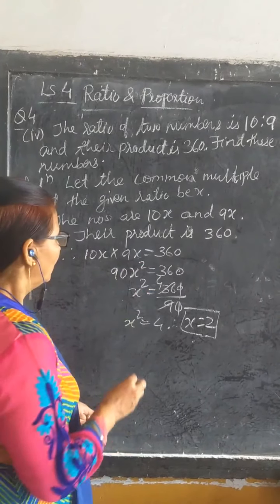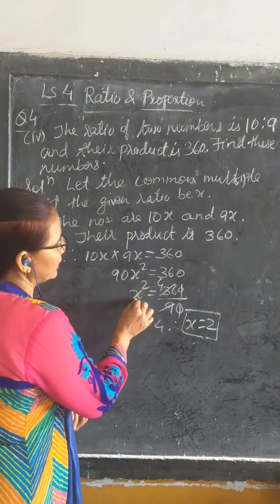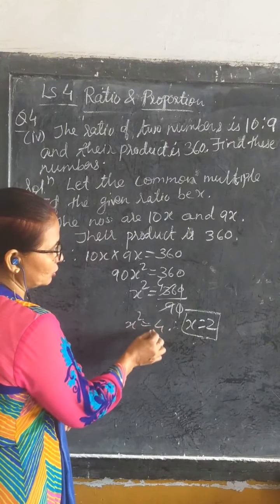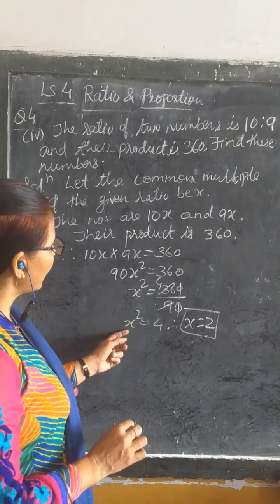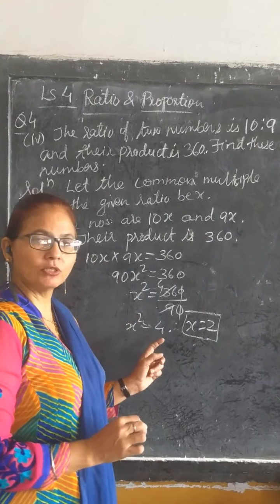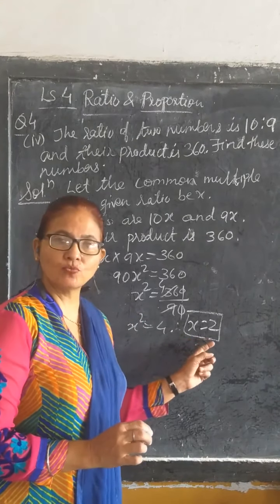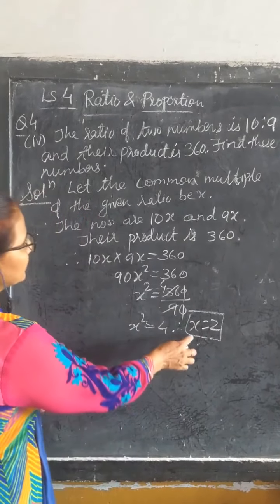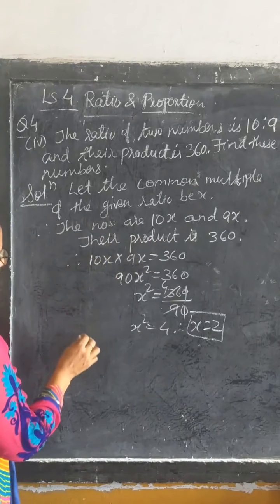This you remember. Okay. So from here first you will get the value of x square, and the value of x square after solving, you are getting 4. So if x square is equal to 4, therefore x is equal to what? 2. Now the value of x is 2 you got. This value of x you will put here and you will get the numbers.